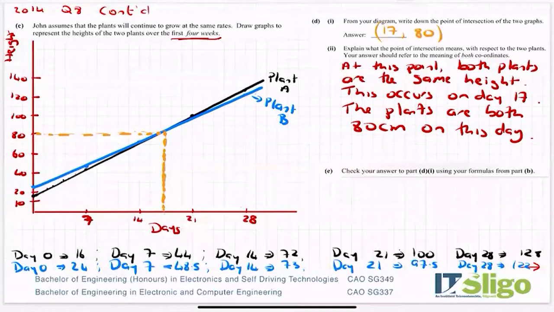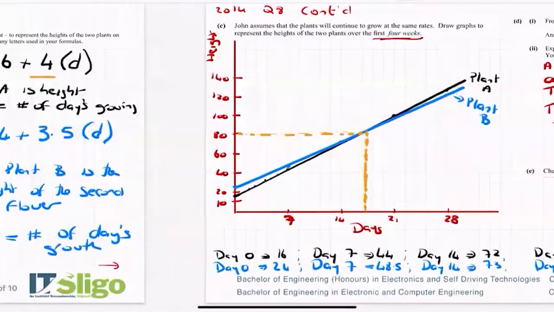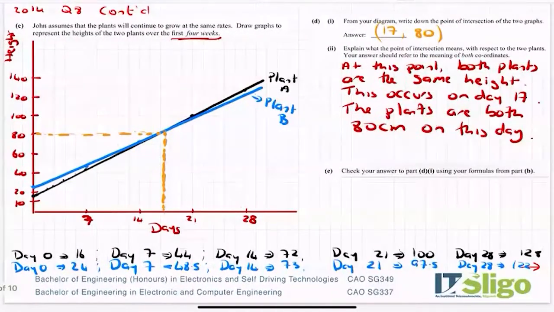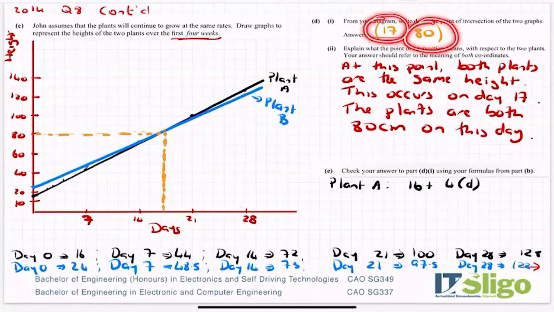Check your answer to D part 1 using your formulas from part B. So our formulas from part B, plant A. Now I'm not expecting this to work. 16 plus 4 times D. So I'm saying that on day 17, it should be about a height of 80. So let's try it.